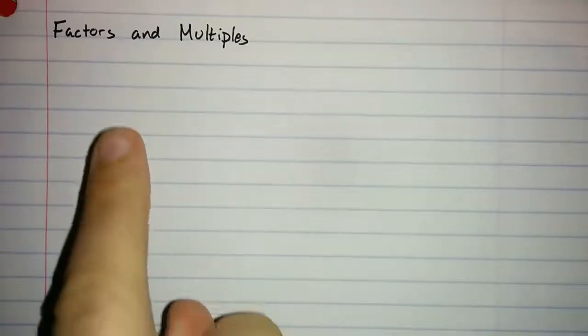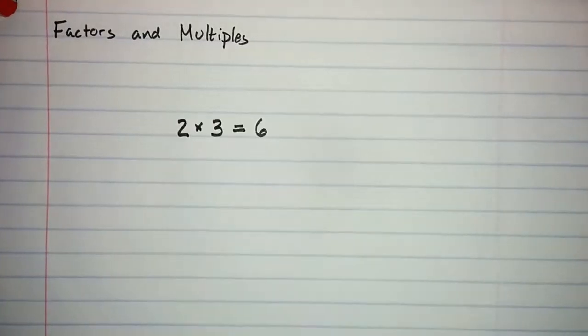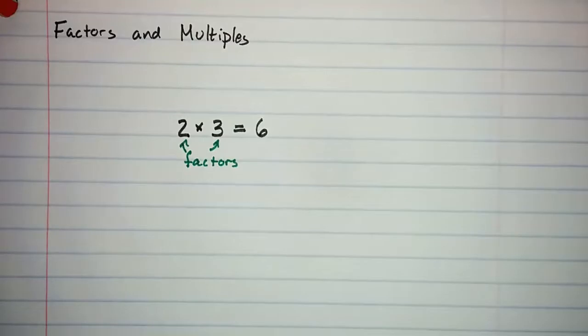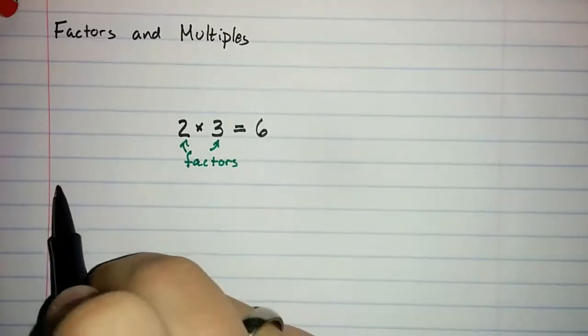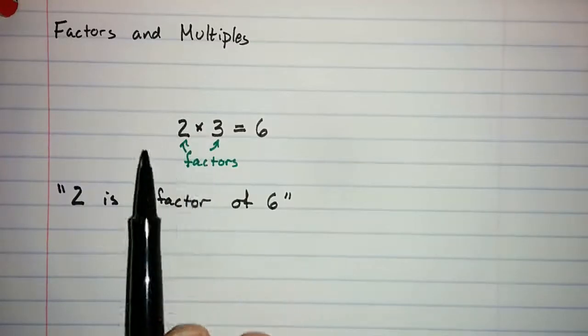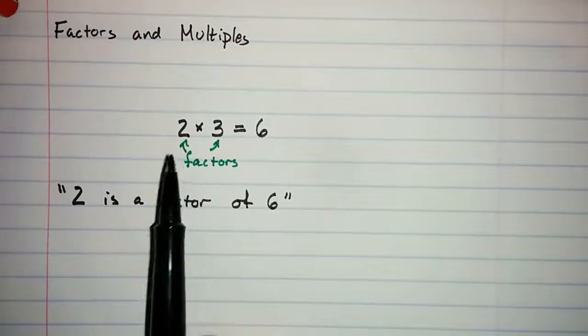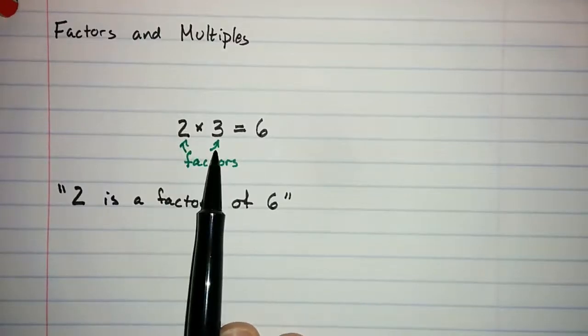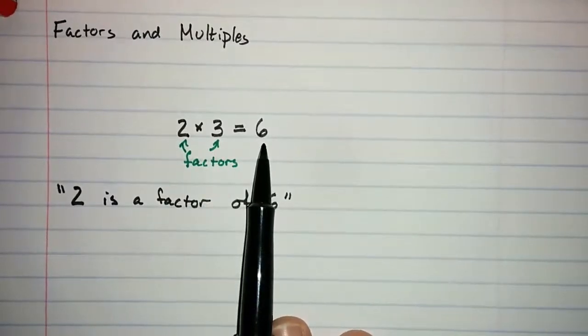What does it mean to say that one number is a factor or a multiple of another? Remember, we've seen this word factor before. In a multiplication problem, for example, 2 times 3 equals 6, the two numbers that we're multiplying are called factors. When we say that, for example, 2 is a factor of 6, we mean there's a multiplication sentence that looks like this, where 2 is one of the factors and the product is 6.